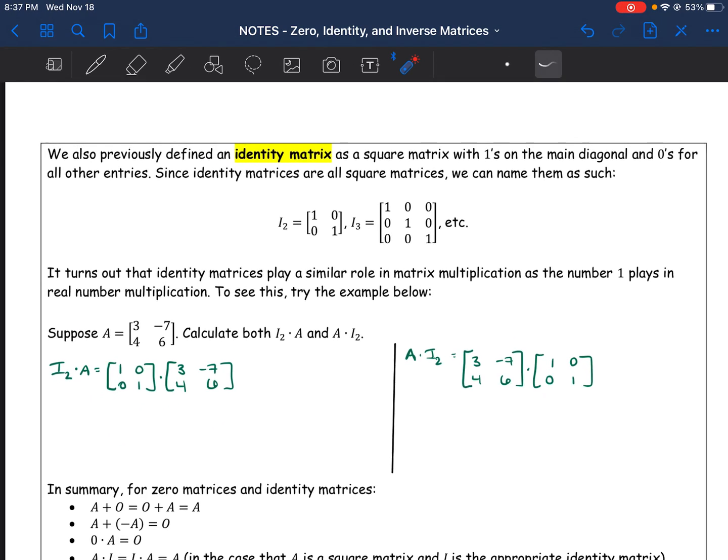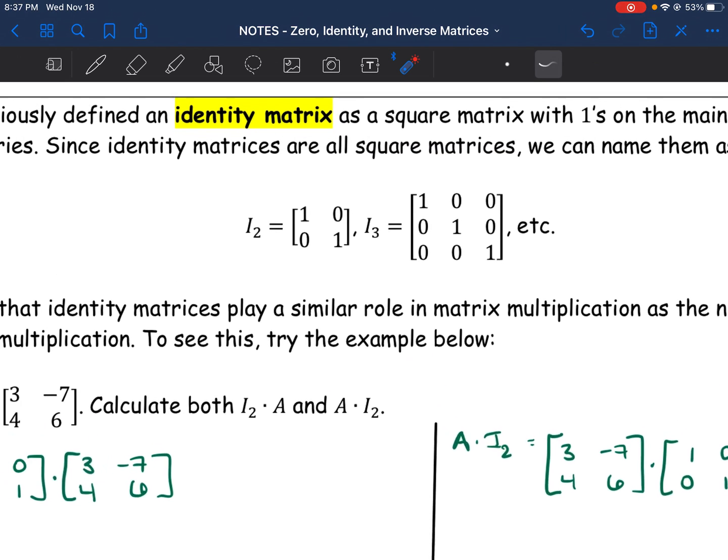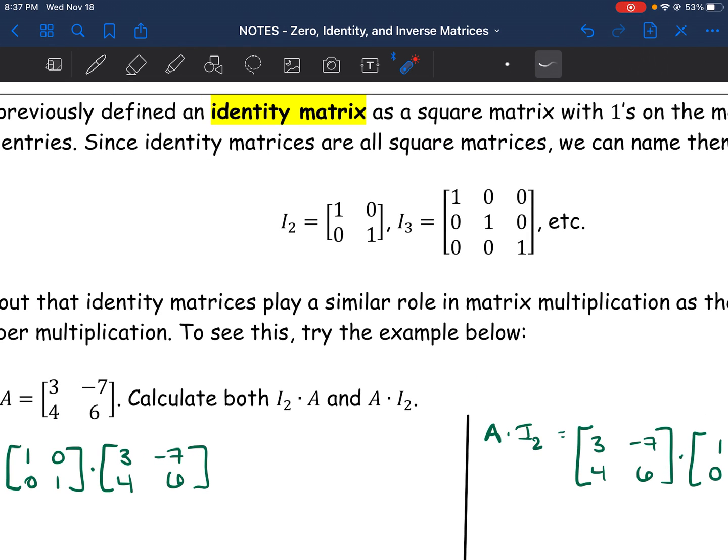So now let's look at identity matrices. We also previously defined an identity matrix as a square matrix with 1s on the main diagonal and 0s for all other entries. Since identity matrices are all square matrices, we can name them as such. So a 2x2 identity matrix we'll call I with a subscript 2. That's just going to be 1, 0, 0, 1.